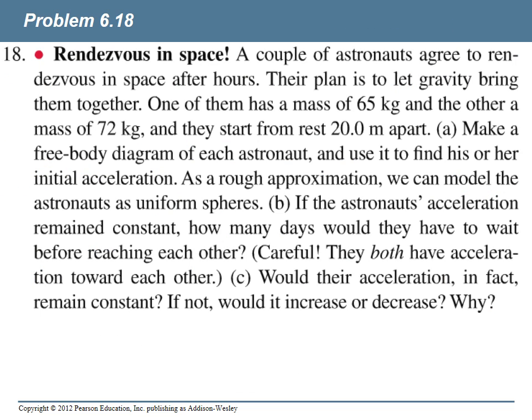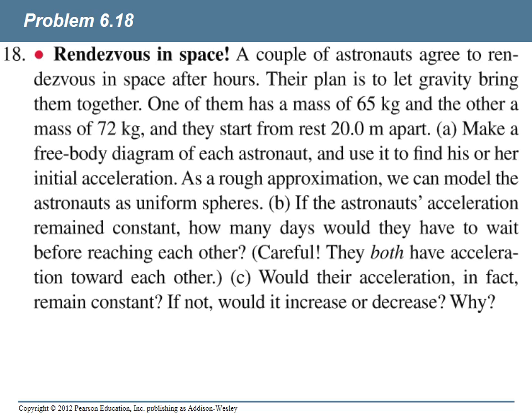Okay, let's do a quick example here with Newton's law of gravitation. We'll do this one in class too, but basically this is problem 6.18, rendezvous in space. We have two astronauts who are going to try to meet via gravitational attraction. One of them weighs 65 kilograms, one of them weighs 72 kilograms, and they start 20 meters apart, right? So this would be our distance apart, 20 meters. This is mass 1, this is mass 2.